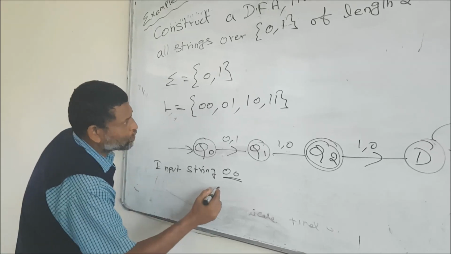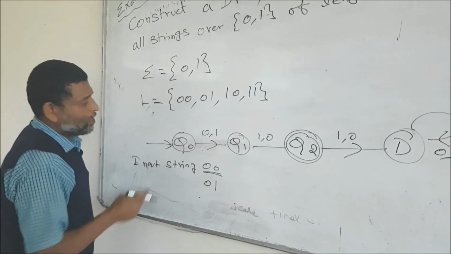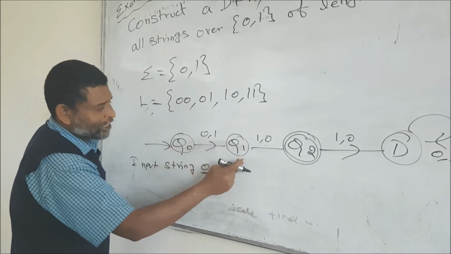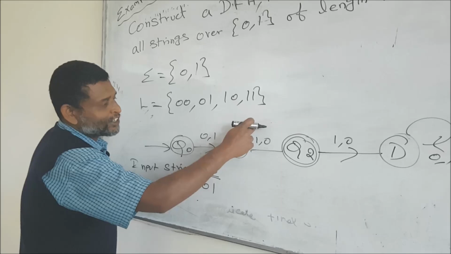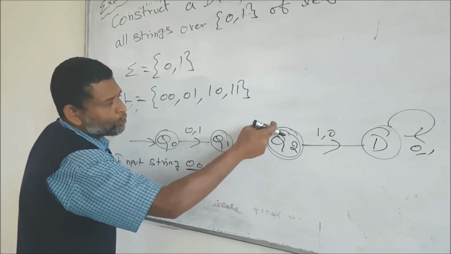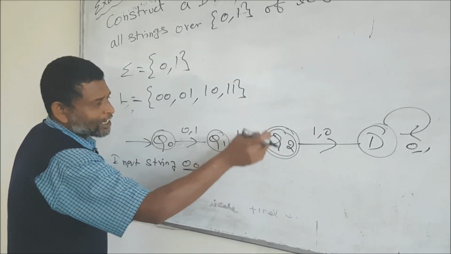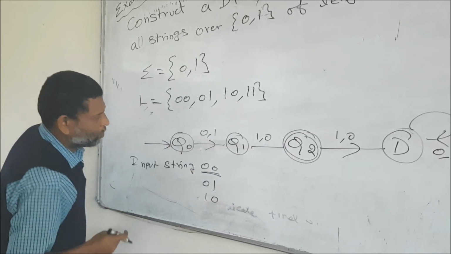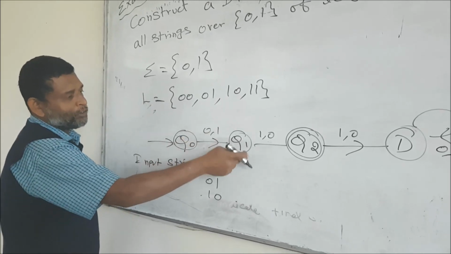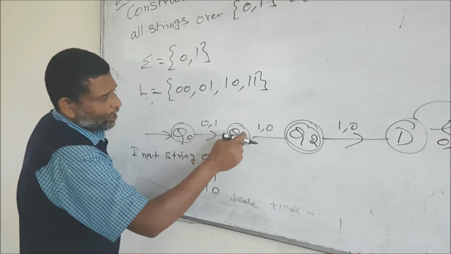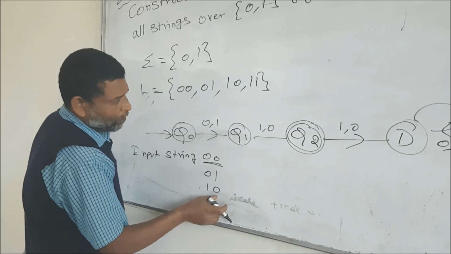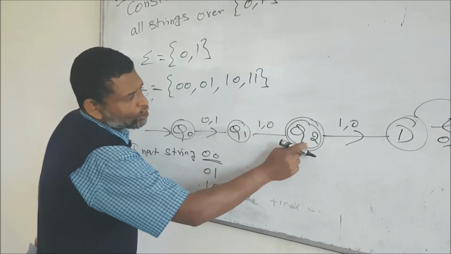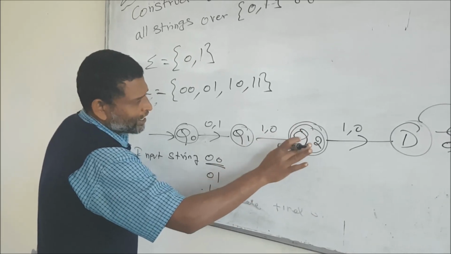Suppose you take the input string 01. From Q0, 0 is read and it reaches Q1. From Q1, 1 is read and it reaches Q2. Q2 is a final state, so the given input is accepted by this DFA. Suppose you take the example 10. From Q0, 1 is read and it reaches Q1. From Q1, 0 is read and it reaches Q2. Q2 is a final state.